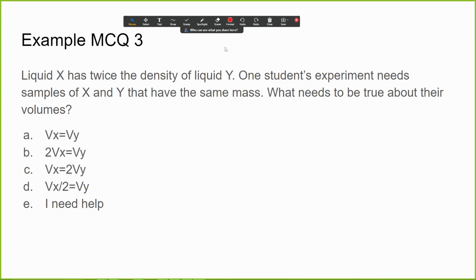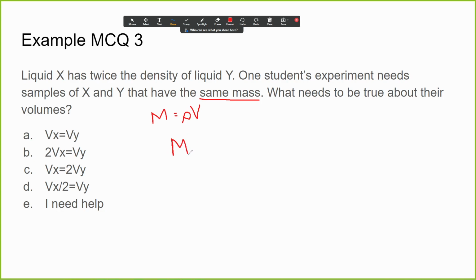So liquid X has twice the density of liquid Y. One student's experiment needs samples of X and Y that have the same mass. So what needs to be true about their volumes? So we're trying to figure out a relationship between the volumes of these two liquids that have different densities, okay? So we're saying that they have to have the same mass. So mass here has to be equal to each other. And we know that mass is equal to rho v. And we're going to say, okay, same mass here, right? So let's talk about X and Y here.